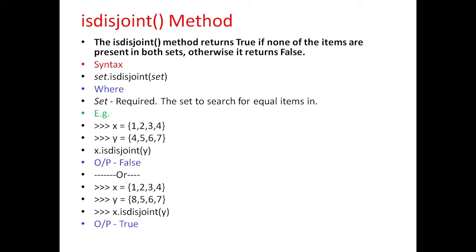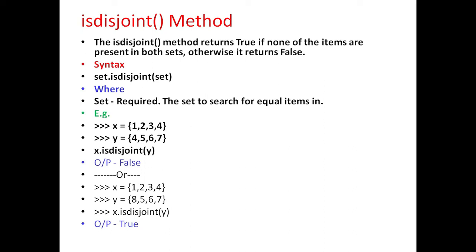Otherwise, it returns false. General syntax is set.isdisjoint(set), where set is a required parameter. For example, if x is defined with elements 1, 2, 3, 4 and y is defined with elements 4, 5, 6, 7, and if the x.isdisjoint(y) method is executed, it will give the output false.